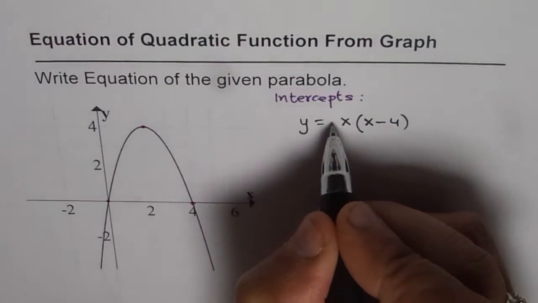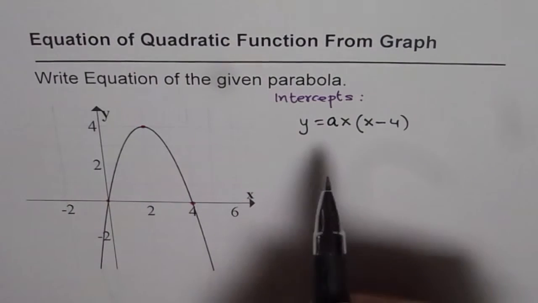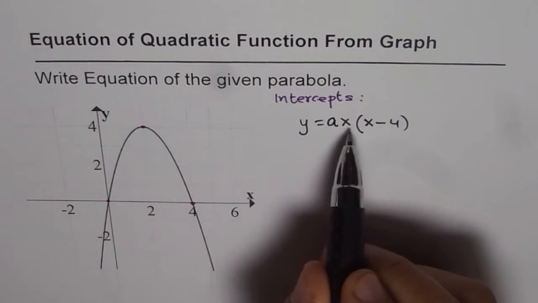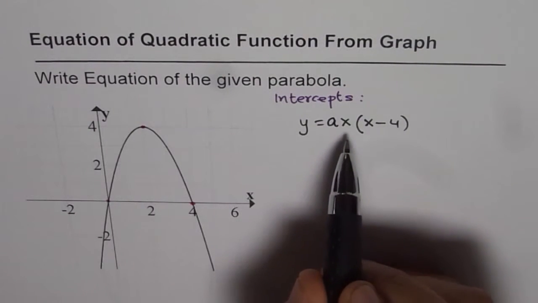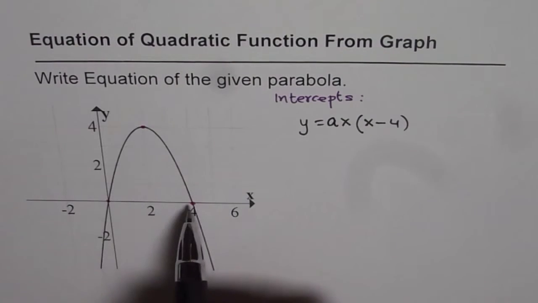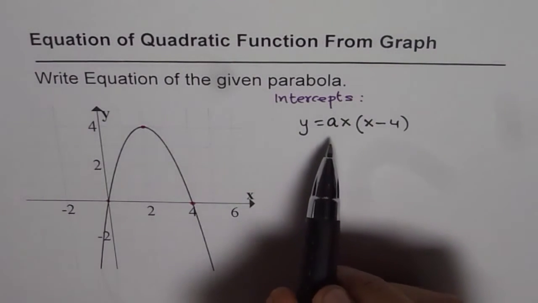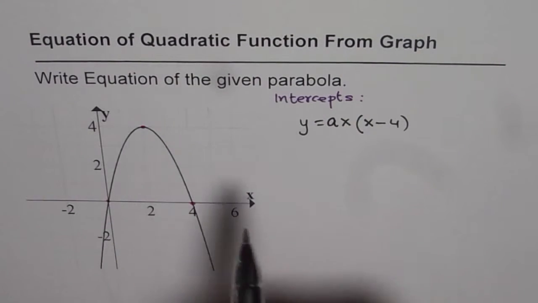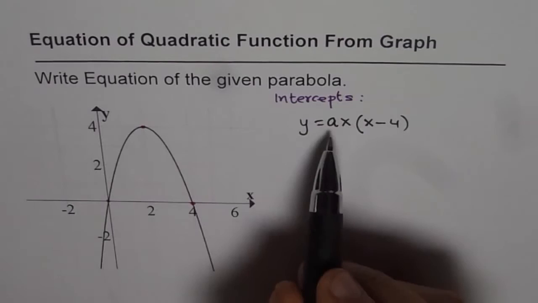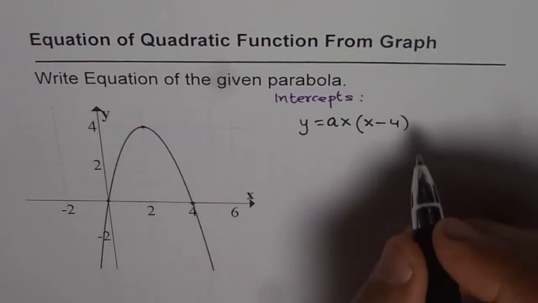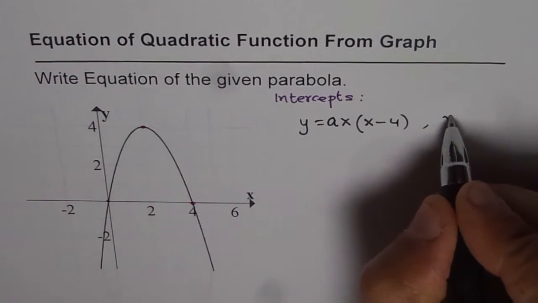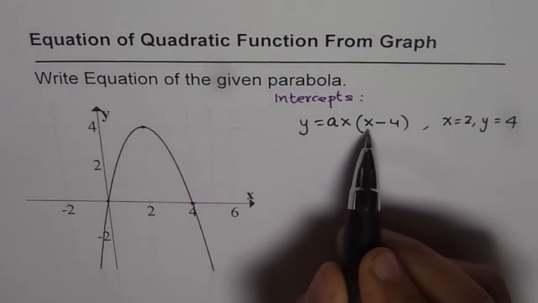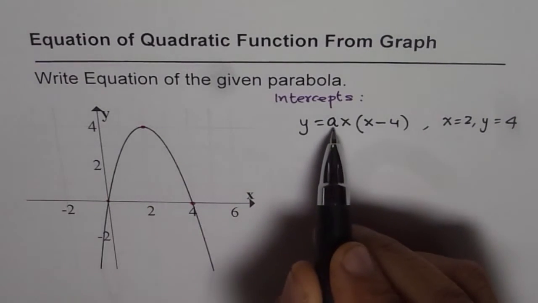Now this should be multiplied by a. We need to find the value of a, because that gives you the family of all the parabolas which will have x-intercepts at the origin and at 4. Now specifically, this one will have a specific value of a to represent the given graph. To find a, we can use the vertex point, which is at x equals to 2, we have y equals to 4. So we'll replace x with 2, y with 4, and find the value for a.